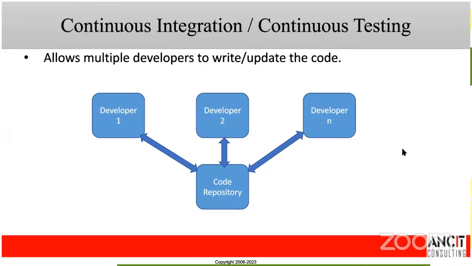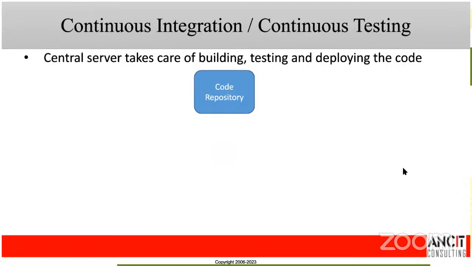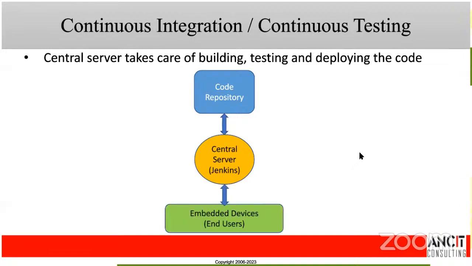They commit their code into a code repository, and you have a central server which takes care of building, testing, and deploying the code. So the code repository communicates with a central server. In our case, the central server we'll be discussing is Jenkins. I'll get to that in a short while. Once the central server communicates with the code repository, it takes care of the building, testing, and deploying to the final embedded devices, that's the end users.